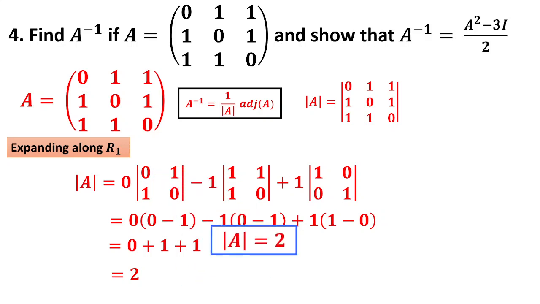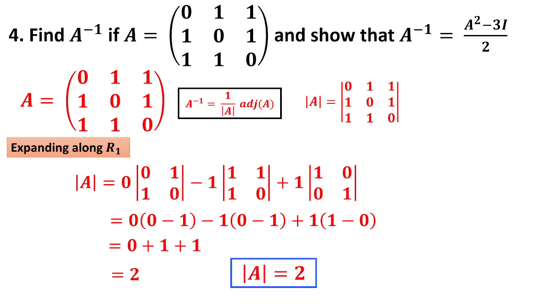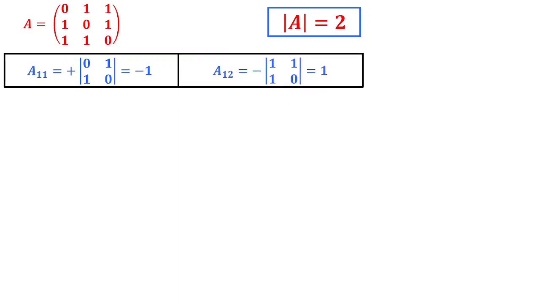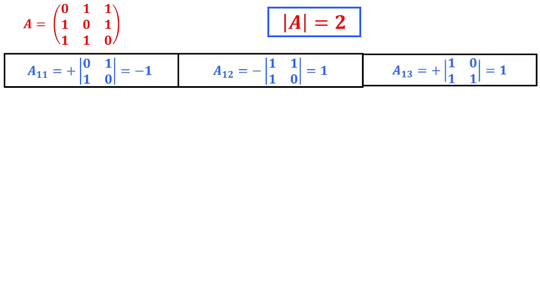Well, now we are continuing. We will try to get the next step, that is the adjoint. For that, I have to get the cofactors. I am showing you separately. For A11, it is plus multiplied by the 2 cross 2 determinant obtained by removing the row in which it lies and the column in which it lies. I have calculated it also. Similarly, I am calculating A12. Check out. I am calculating A13.